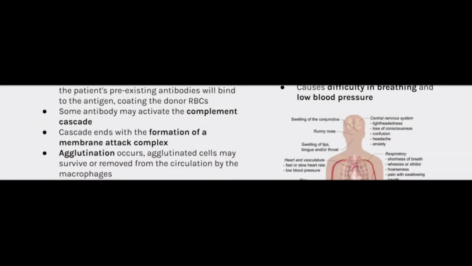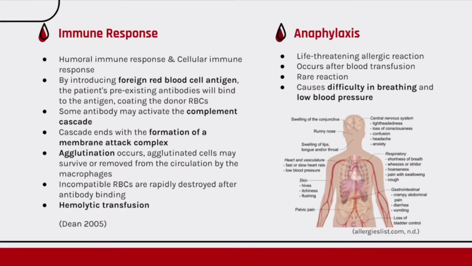Moving on to the next slide, the third stage is that the immune system mounts a response to remove the antigen from the body. There are two main arms of immune response, which are humoral and cellular. Severe immune-mediated transfusion reactions usually involve the humoral immune response. When foreign red blood cells are introduced to a patient, the patient's pre-existing antibodies bind to the foreign antigen, coating the donor red blood cells.